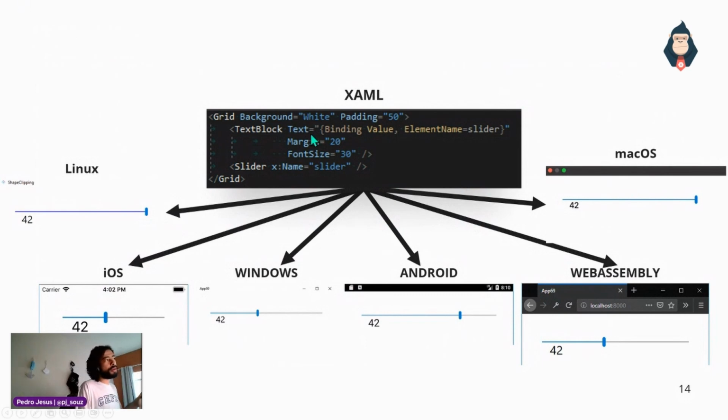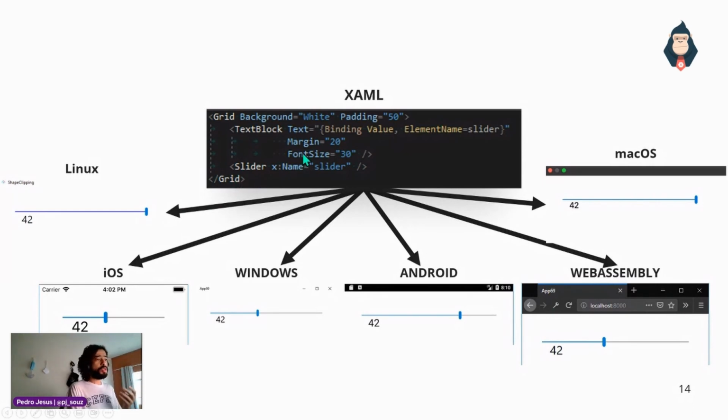So we have here a pretty simple XAML. If you are a Xamarin Forms developer as well, you'll see there are some things that look the same and other things that are different. For example, I have here a text block that will be the label of Xamarin Forms overall. But we have the slider and we have the grid on Xamarin Forms as well, right?